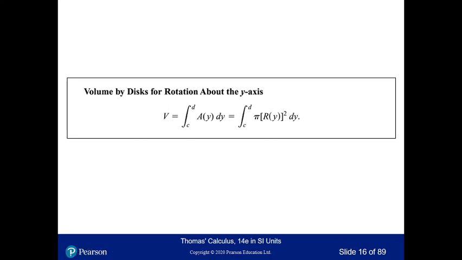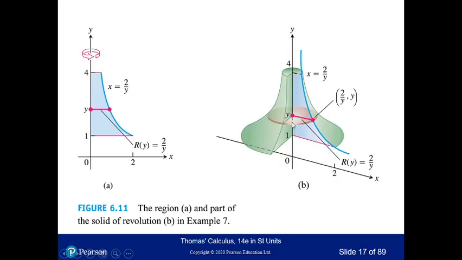So we repeat again, volume by disk for rotation about the y-axis. This volume is going to be integrating over c to d, A of y instead of A of x, and we integrate over y, that's why we have dy. And again, c to d, since it's the rotation, we have the area of the disk, pi r of y squared dy.